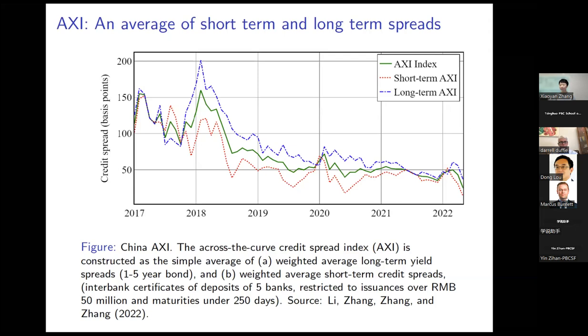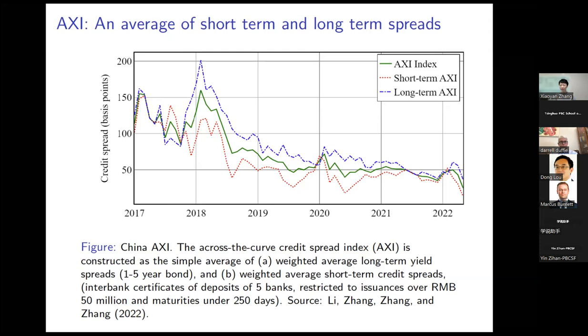It's just the average of long-term credit spreads and short-term credit spreads. In a minute, I'll describe how those long-term and short-term credit spreads are calculated. But it's a pretty simple idea now, as everybody here can see. AXI is just the average credit spread for bank borrowing.